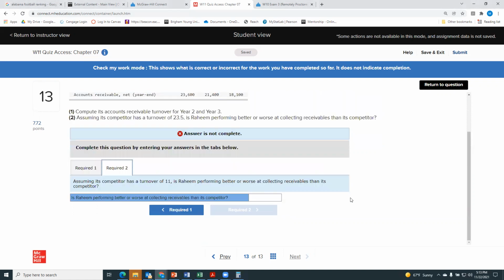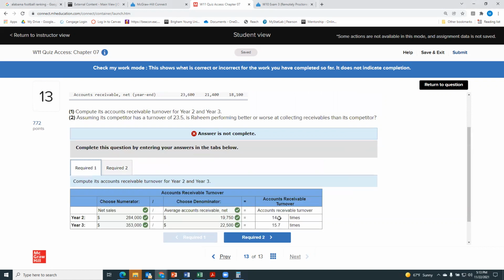So our next question is, assuming its competitor has a turnover of 11, is Rahim performing better or worse at collecting receivables than its competitor? So again, what we're looking for is to see, is our turnover higher? Because the higher that is, the faster we're collecting what's owed to us.